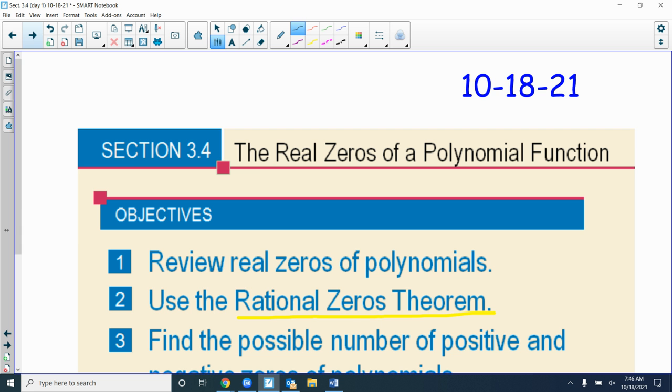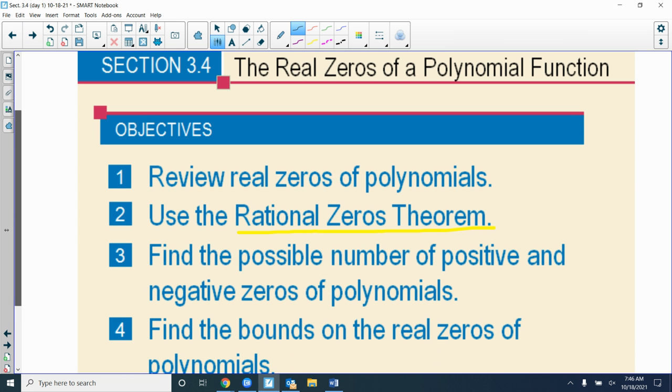Here's where we're heading on this part, section 3.4. I need to make sure you know the difference between rational, irrational, and integers. Sometimes I assume you've had it and kind of know it, but sometimes you get things jumbled together.